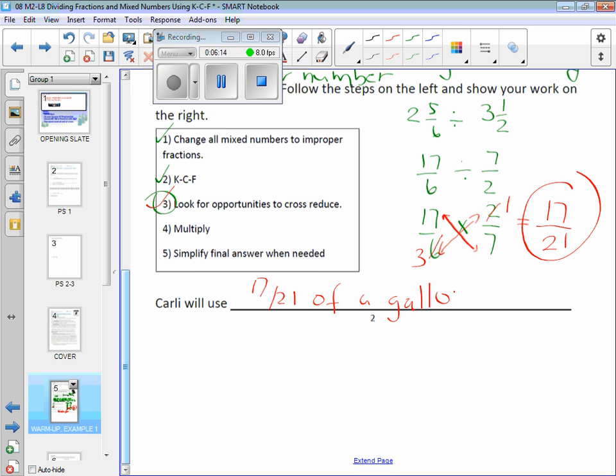And then we'll just write it out. The answer to our question is Carly will use 17 21sts of a gallon of paint per wall. Okay. Let's do one more together, and then I'll have you guys group up and practice.